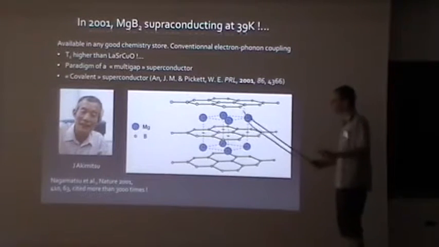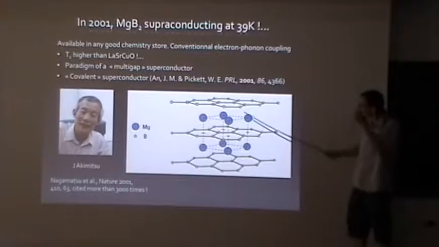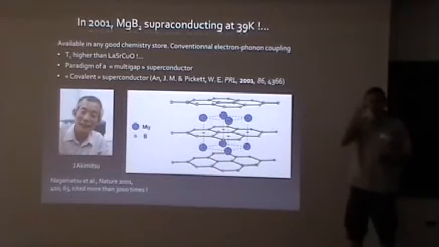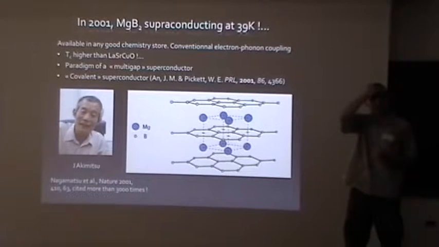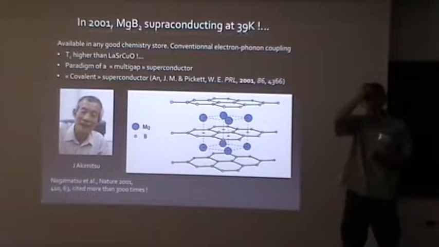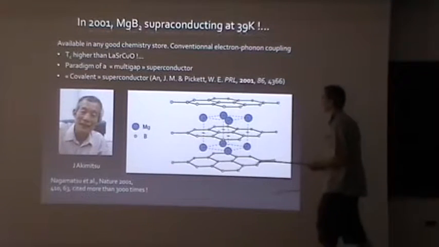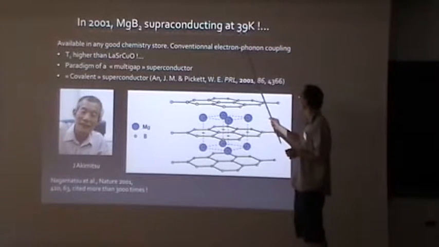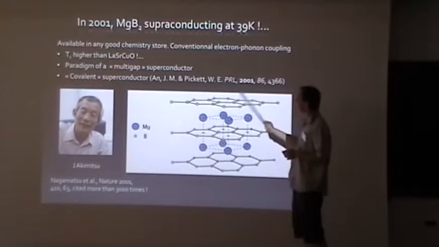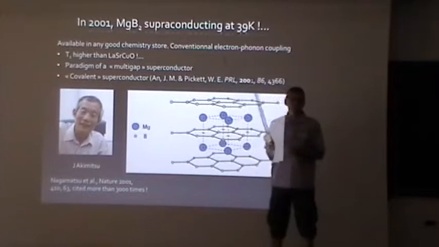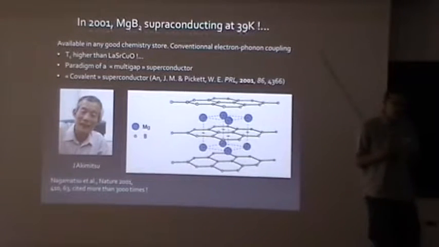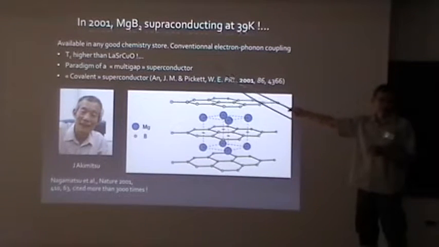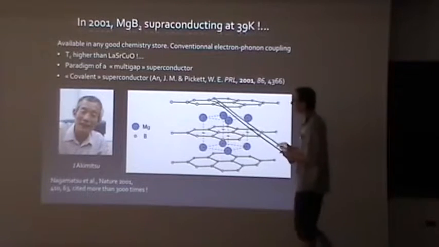With MgB2, there was no doubt. So the first surprise for MgB2, as you know, is that it was discovered only in 2001, but it was a very common material, basically, in any chemist's lab, and we just needed to cool it down to detect the superconductivity. Moreover, it was a superconductor with conventional electron-phonon coupling, and the Tc is higher than that of lanthanum copper oxide, which was the first high Tc discovered. This one was discovered maybe 15 or 20 years later, but with a Tc higher than lanthanum copper oxide. So it was really a big surprise.